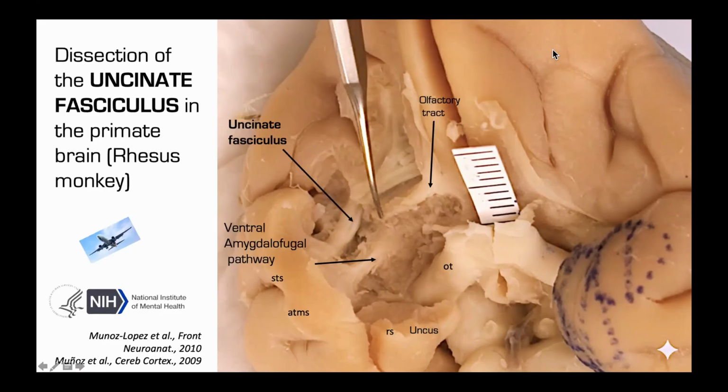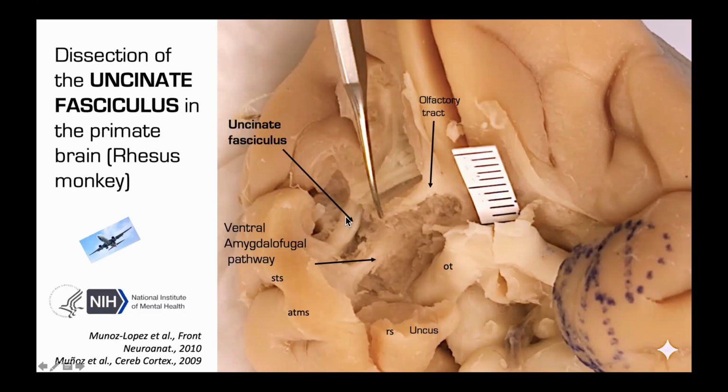You can see here the orbitofrontal cortex and the olfactory bulb. You see here the olfactory tract going into the piriform cortex and the entorhinal cortex. This is the superior temporal gyrus and the inferior temporal gyrus. The temporal pole is missing here. And then we opened the uncinate fasciculus, and this is the ventral amygdalofugal pathway that would go into the hypothalamus, among other areas, the diencephalon.